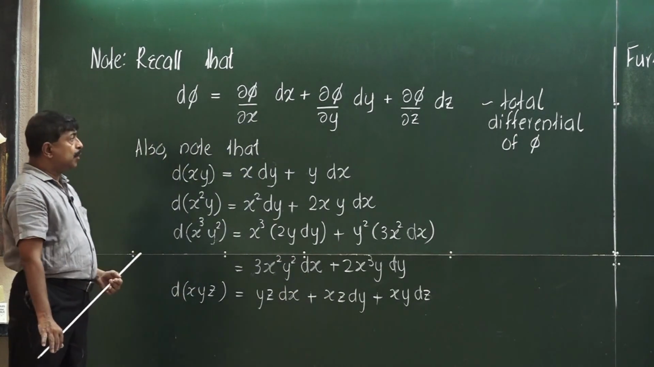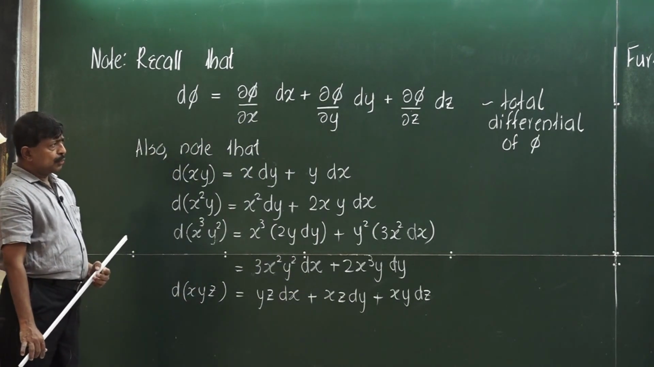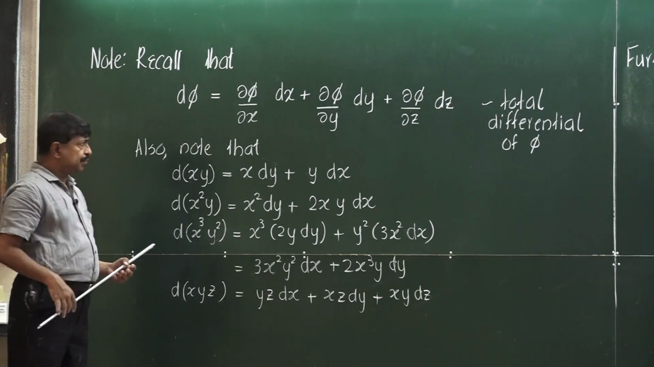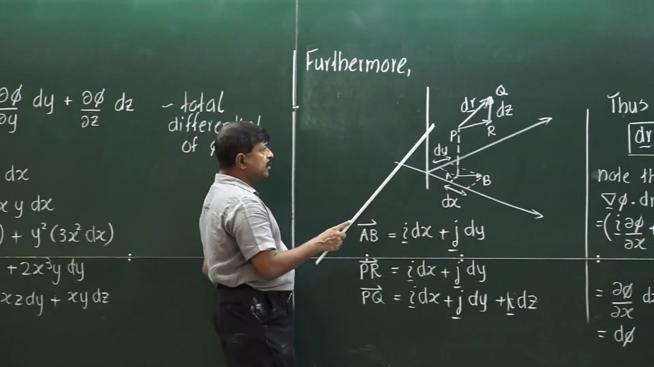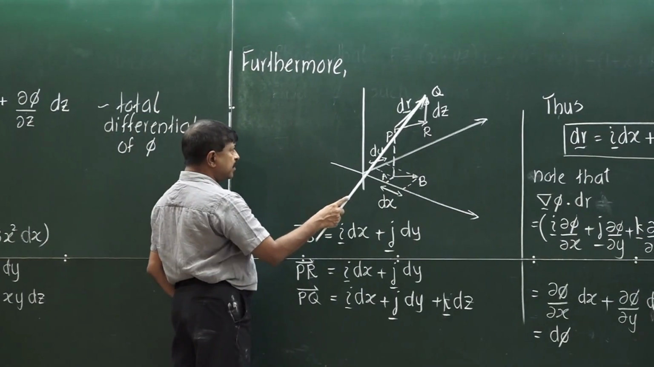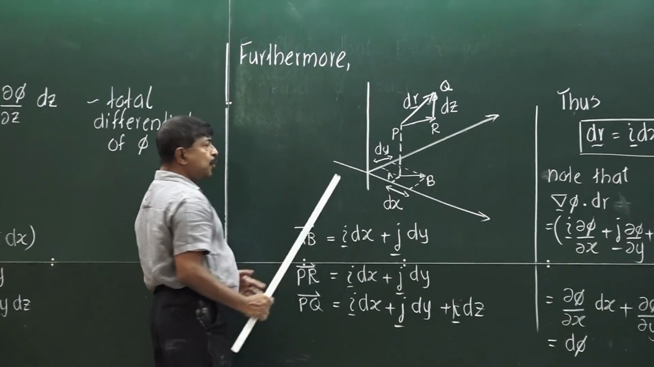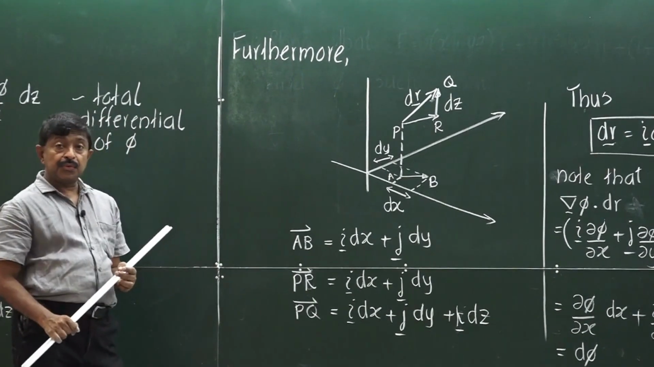Okay. Now, we have to go through one more important thing. Now, if you take an infinitesimal vector like this, how would you write that in terms of i, j and k?